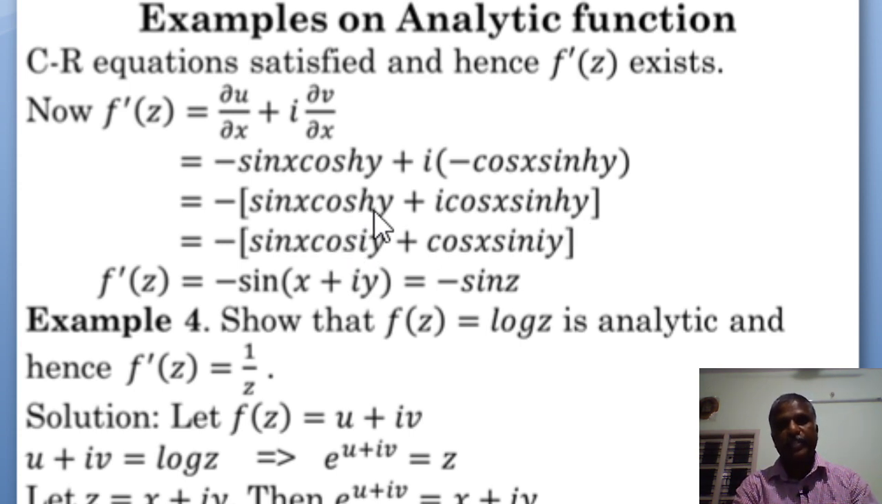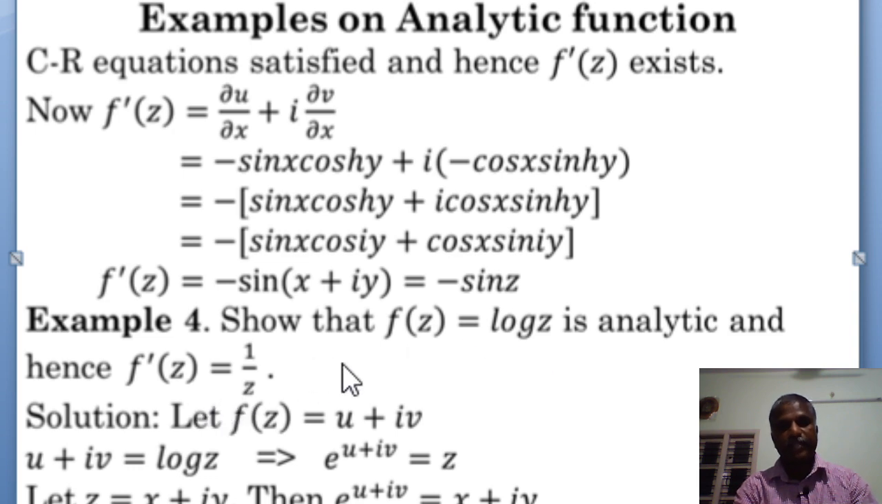So again we write this cosh y as cos iy, and i sinh y as sin iy. So this is sin a cos b + cos a sin b, which is sin(a+b), that is sin(x+iy). Sin(x+iy) is nothing but sin z, so we get -sin z. Similarly, here the derivative f'(z) is -sin z. Differentiation of cos z is -sin z.